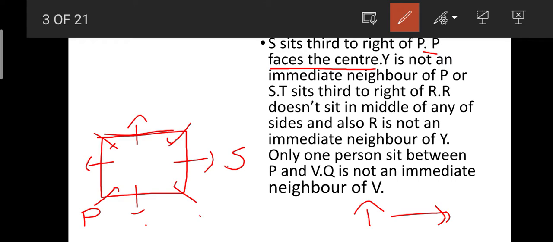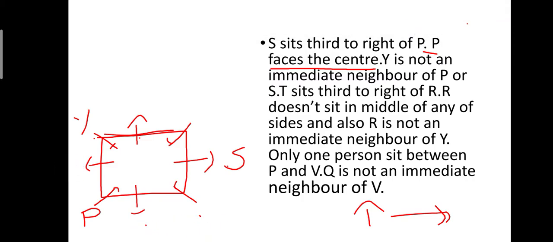We got it. Then they have given us Y is not an immediate neighbor of P or S. Y should not come here, and also not here, and here also. Then we have only 2 possibilities, either here or else here. Suppose we take here. Till now we got this information.